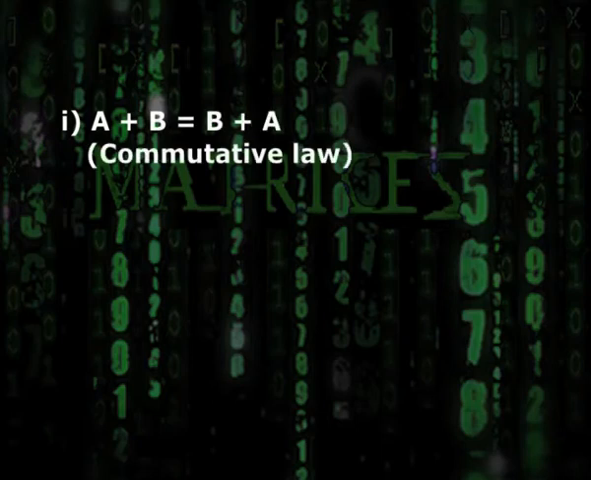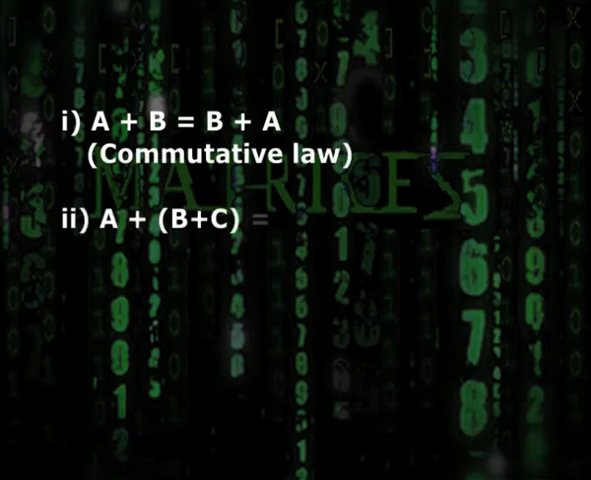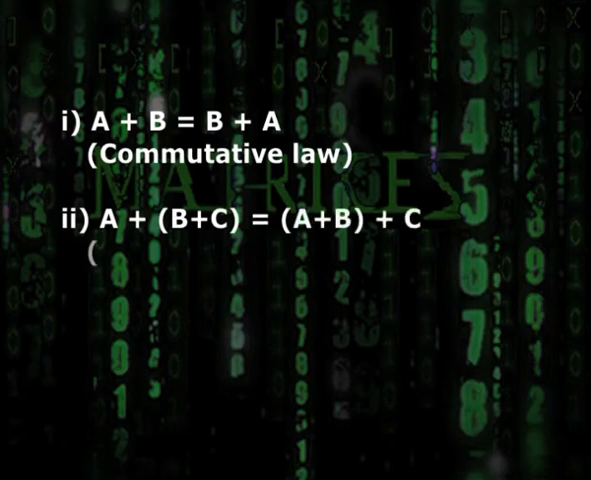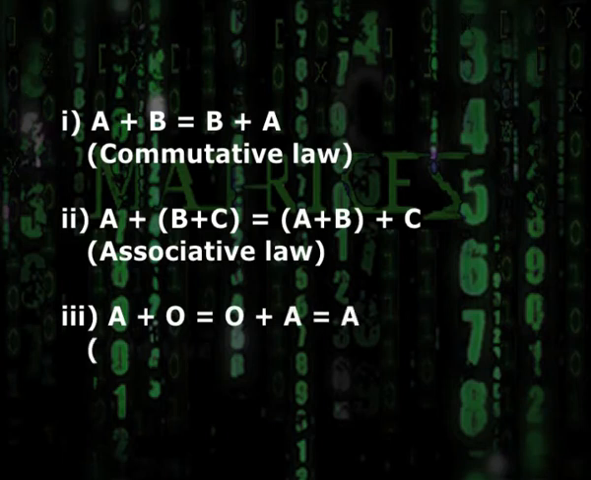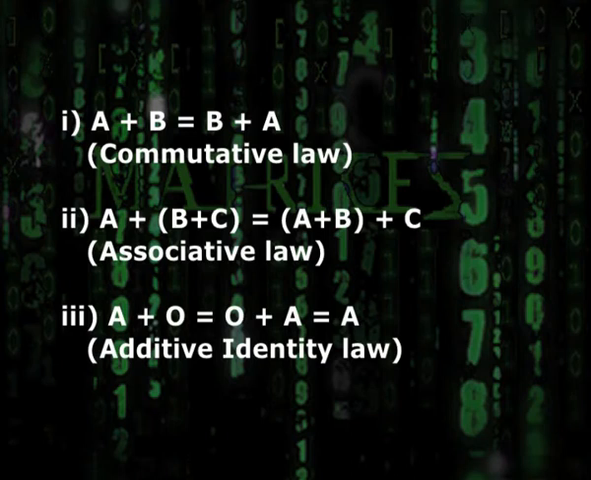That brings us to the second property, which says that A plus the sum of B plus C equals the sum of A plus B, plus C, and that is called the associative law. Now the third property is A plus 0 is always equal to 0 plus A, and that is always equal to A. That is called the additive identity law. That is, any matrix added to a null matrix is the same as a null matrix added to A, and the result is the matrix A.